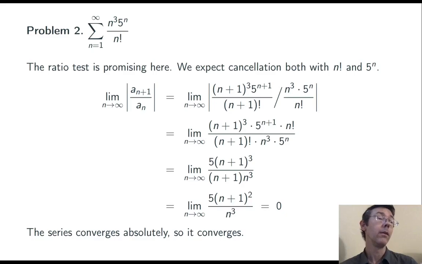So the ratio test says that if the limit of the absolute value of the adjacent terms comes out to be a number less than 1, then the series converges absolutely. As in this case, the series converges absolutely, so it must converge.